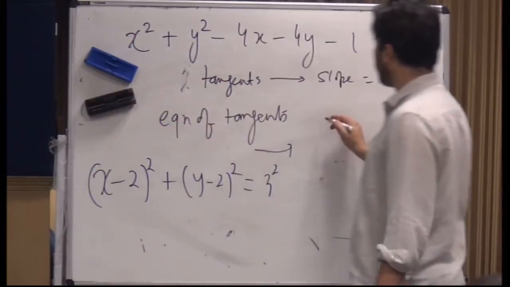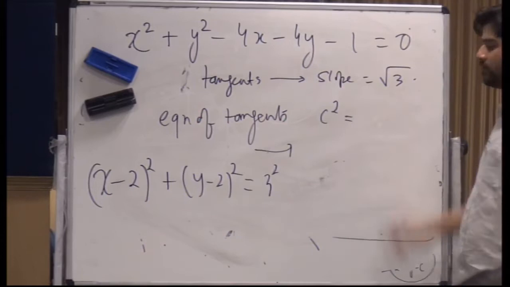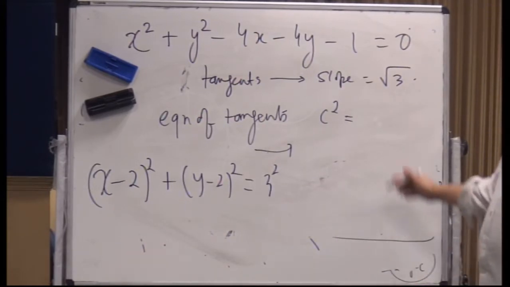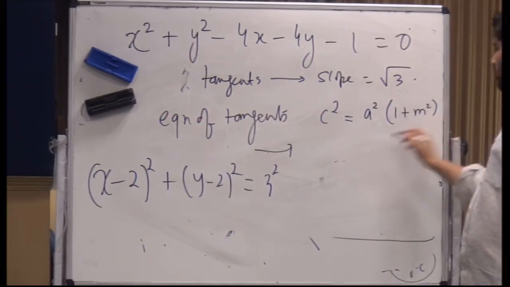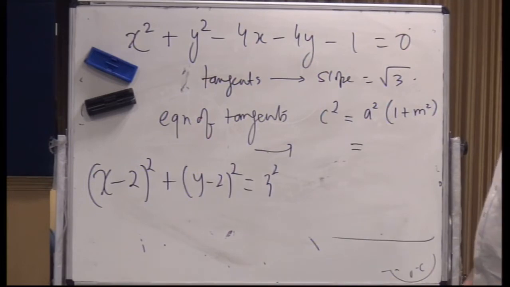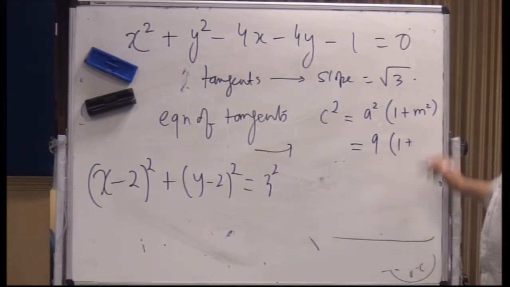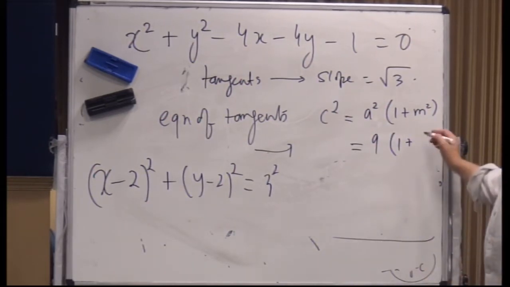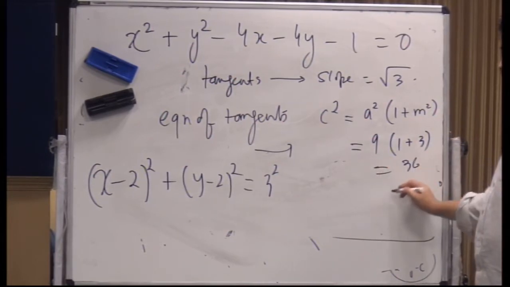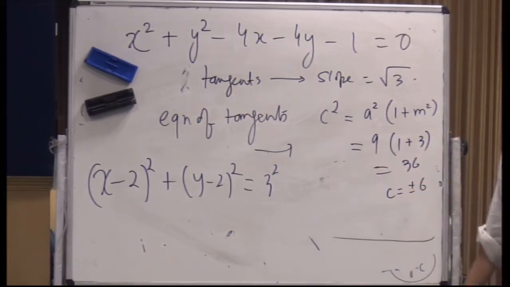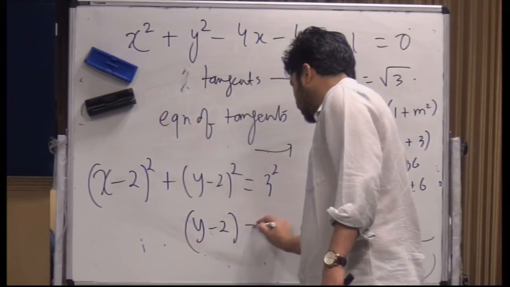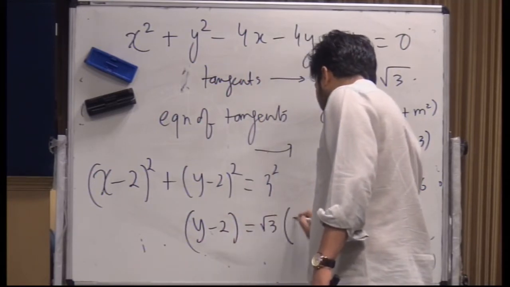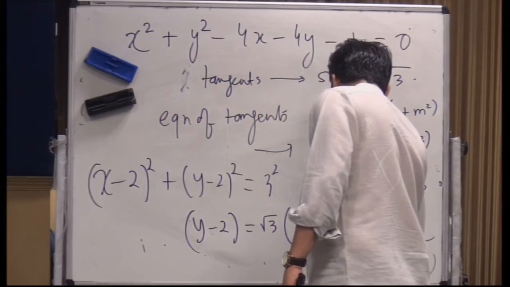What's the relation you know about c with m? c square is equal to a square into 1 plus m square. So what is a here? Radius 3, so a square is 9. And what is m here? √3, तो उसका स्क्वायर क्या होगा? 3. 1 plus 3 is 4, 9 into 4 is 36. So c is going to be plus minus 6. So can I say the equation is going to be y minus 2 is equal to √3 into x minus 2 plus minus 6. True or false?